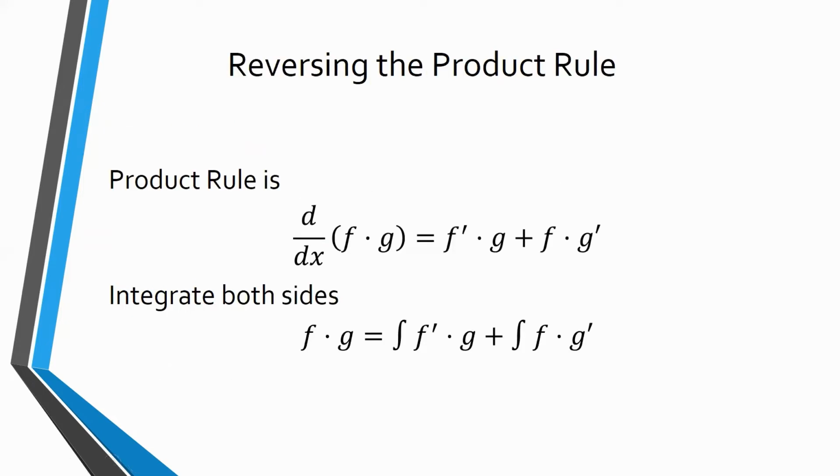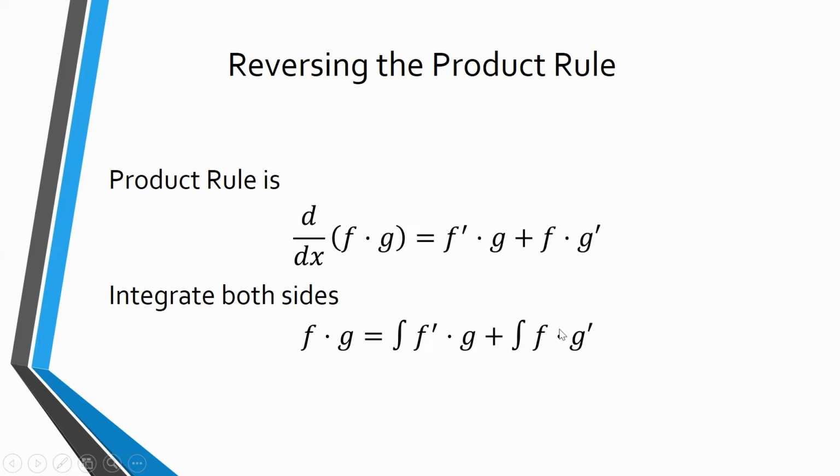Let's try reversing the product rule. The product rule is taking a derivative of a product of two functions. I will call those lowercase f and lowercase g. And it says if you take the derivative of f times g, you get f prime times g plus f times g prime. If I integrate both sides of this equation, taking a derivative and then integrating gets me back an f times g. In other words, integrating undoes the derivative.